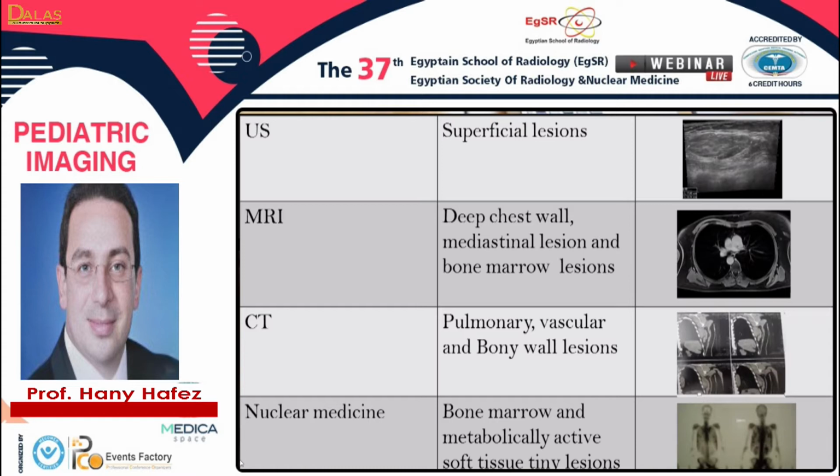In conclusion, ultrasound is better for superficial lesions, and MRI for deep chest wall, mediastinal, and bone marrow lesions. CT is the best for pulmonary, vascular, and bone wall lesions. Nuclear medicine is best for bone marrow and metabolically active, tiny soft tissue lesions.